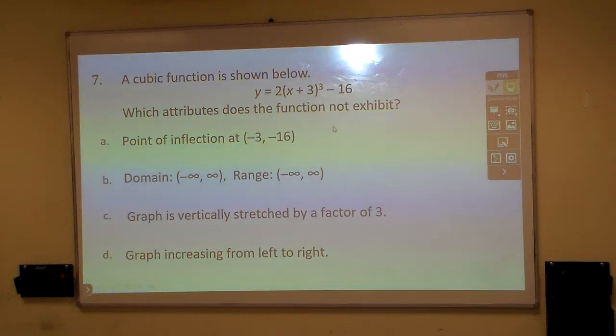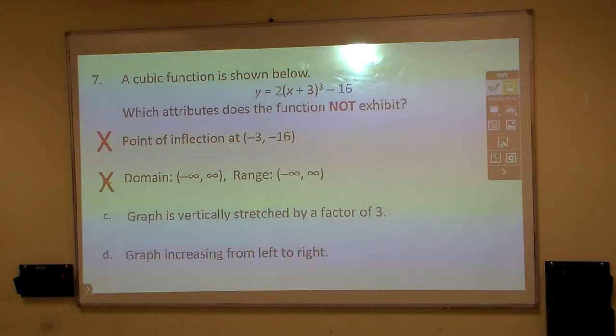Here we have a cubic function shown below. So what attributes does the function not exhibit? Well, the point of inflection here says (-3, -16), which would be the point that it rotates on, because this would be an inflection point at -16. The domain and range are from -infinity to infinity for both, so those are both true. And if you graph it, it's vertically stretched by a factor of 2. And the graph does increase from left to right.